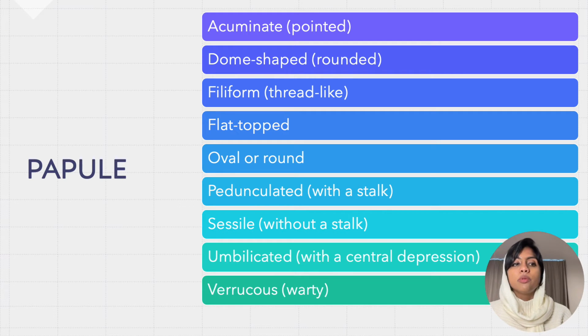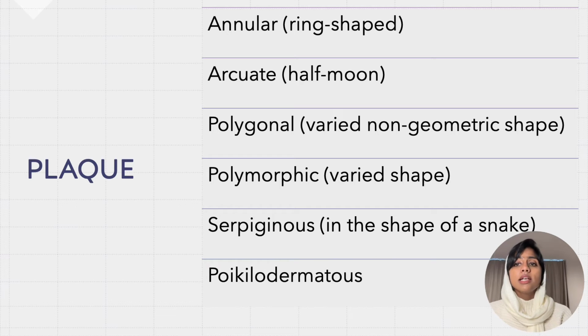And when it comes to a papule, depending on how the lesions look on their top, it can be pointed, it can be rounded, it can be thread-like. So this can be divided into acuminate, dome-shaped, filiform, flat-topped, oval or round, pedunculated, which means it has a stalk, sessile, which is without a stalk, which can be umbilicated, as we saw in the pictures, or it can be verrucous or warty. So these are all the different classifications of a papule. So when you try and define a papule, try to identify any of these topographies that you can see in here. Coming to a plaque.